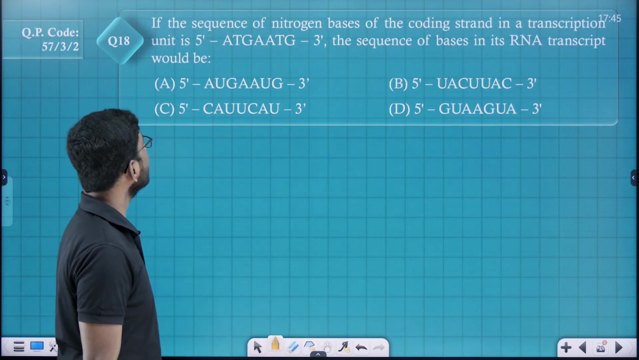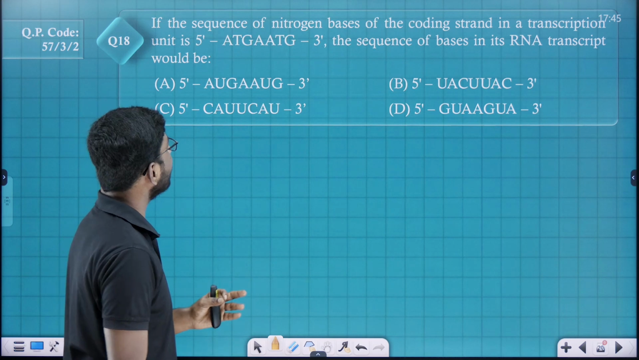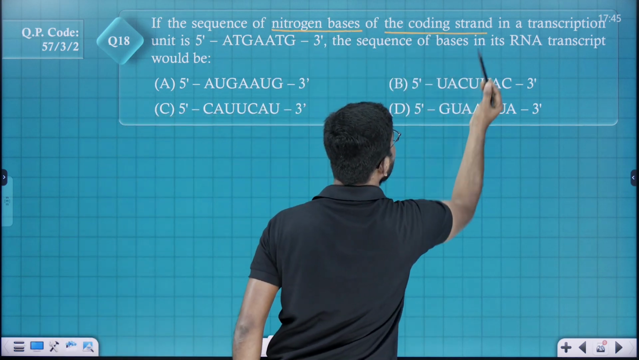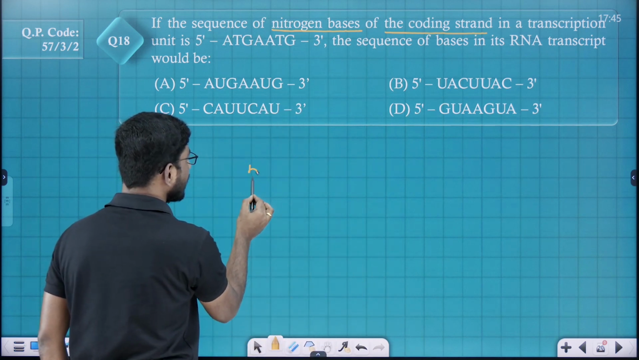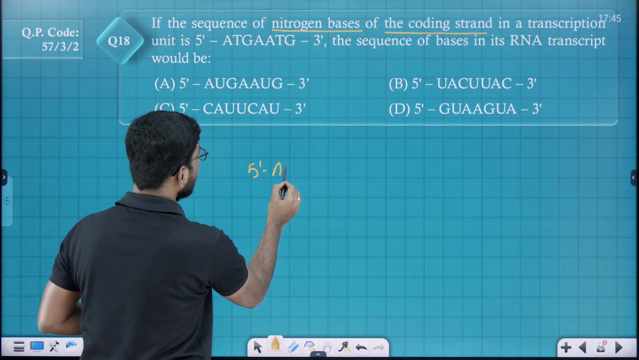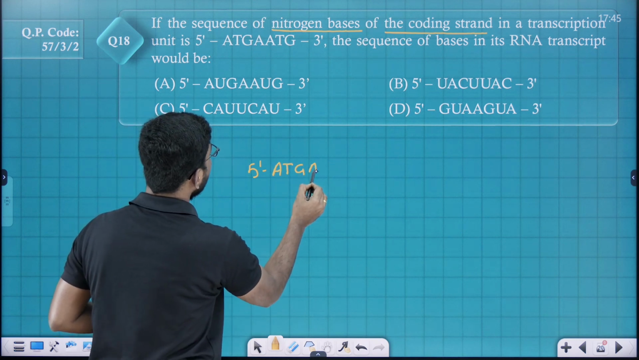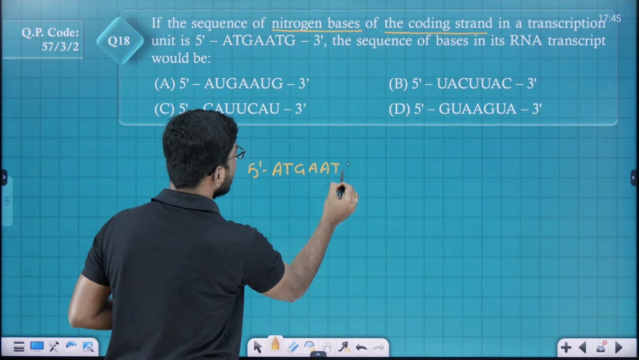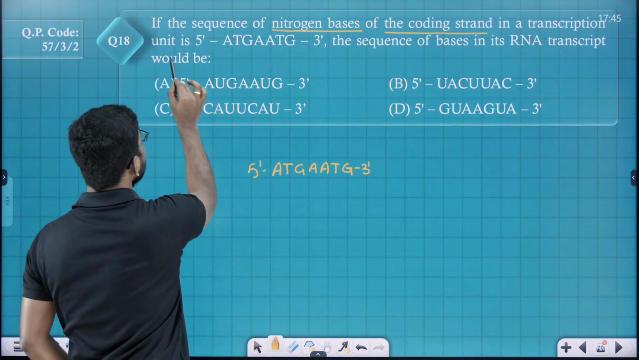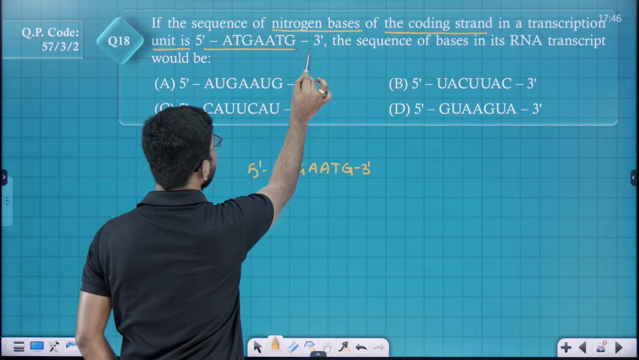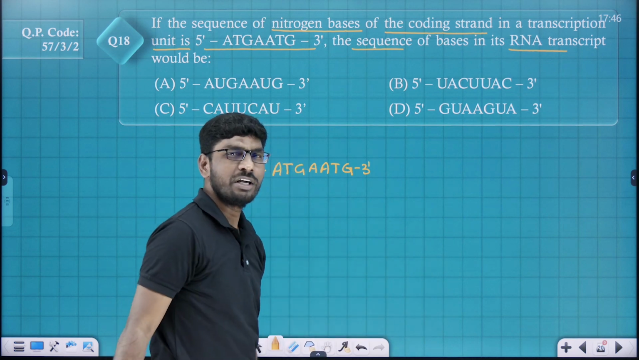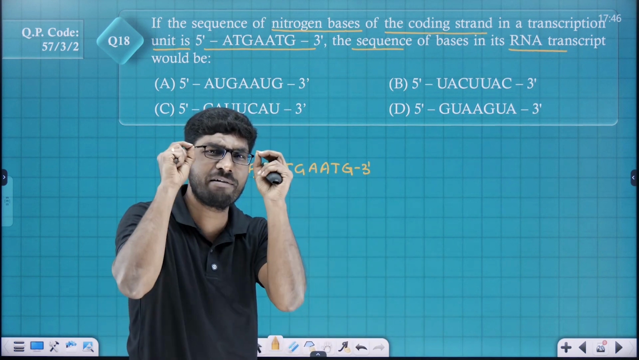Next question. Look here. The sequence of nitrogen bases of the coding strand is given, 5 dash. Coding strand is 5 dash. Look here: A, T, G, A, T, G, and this is 3 prime, right? In a transcription unit it is 5 dash to 3 dash. The sequence of RNA transcription is given. Easy, very, very easy.